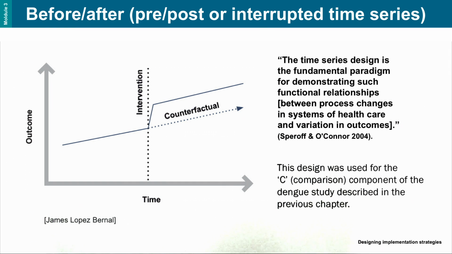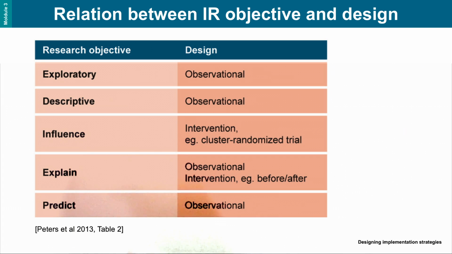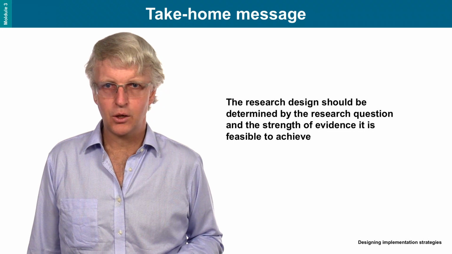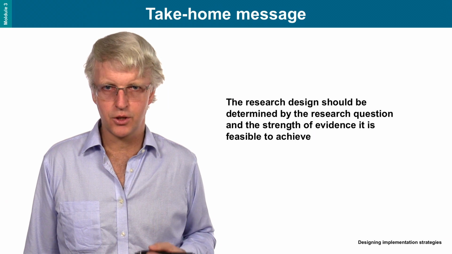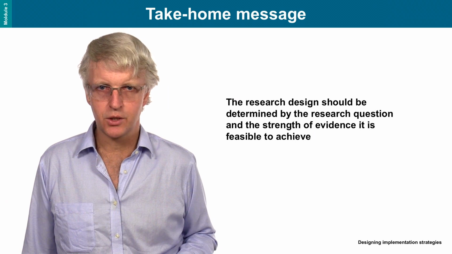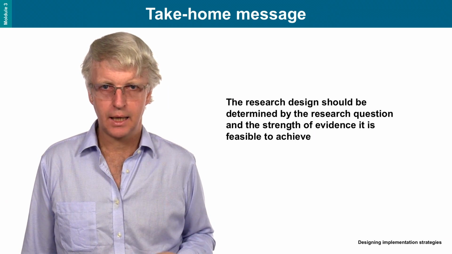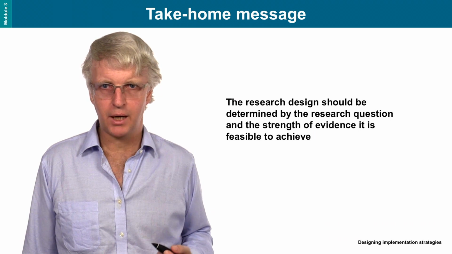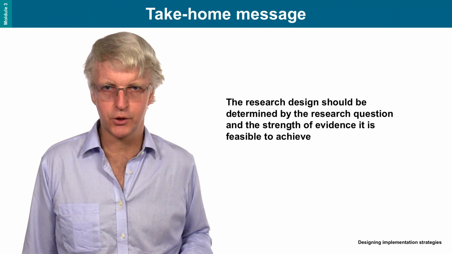And if you remember the research question about dengue in the previous chapter, this is how the comparison, the C component of PICO, was made. Before and after the intervention were compared. Finally, for the predict kind of objective, then observational designs may be more relevant. So the take-home message from this chapter is that the research design should be determined by the research question and the objective, and also by the strength of evidence that it's feasible for you to achieve.